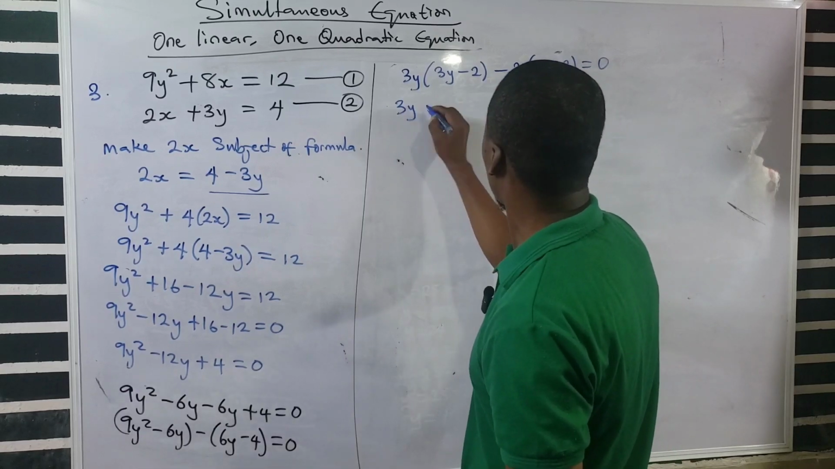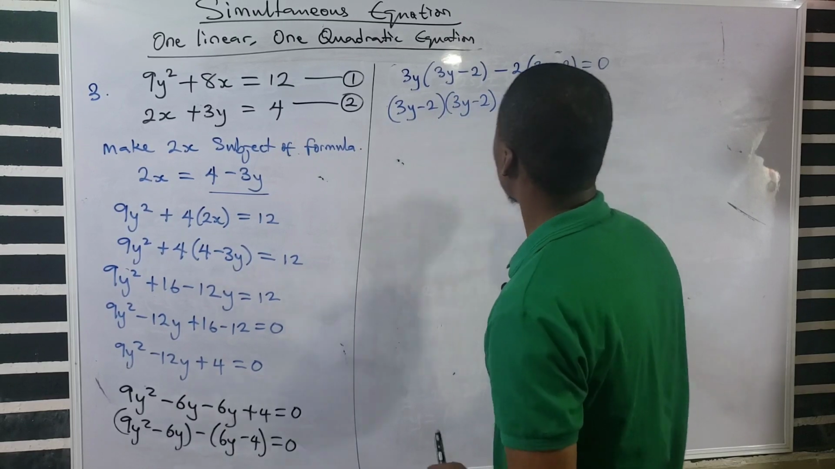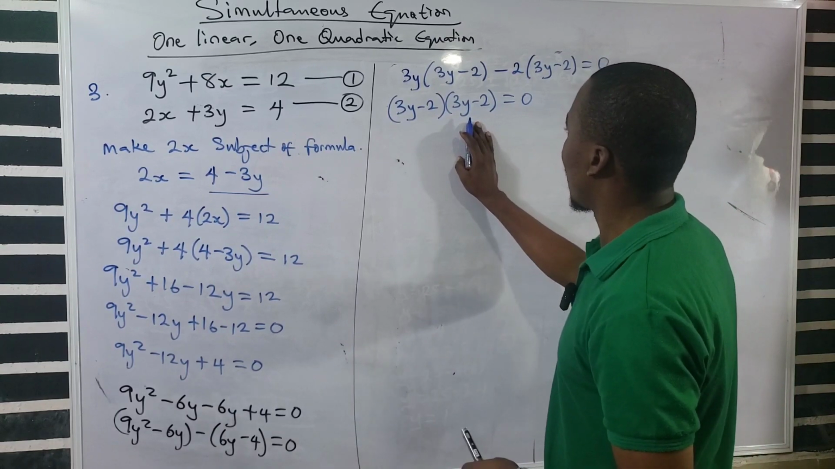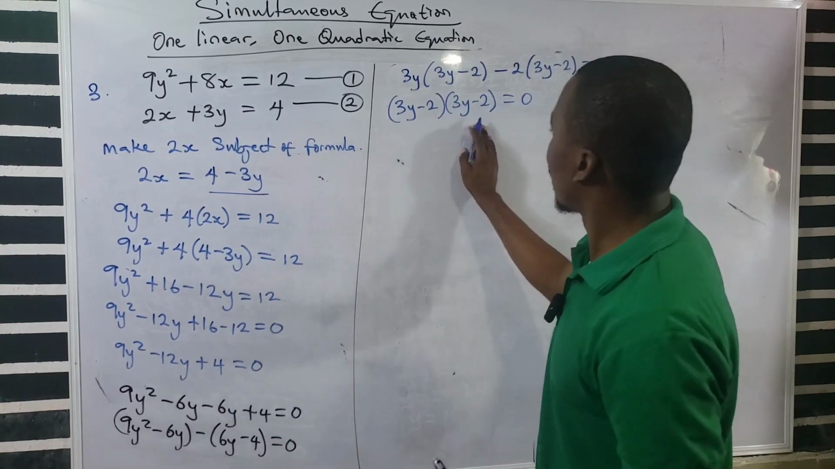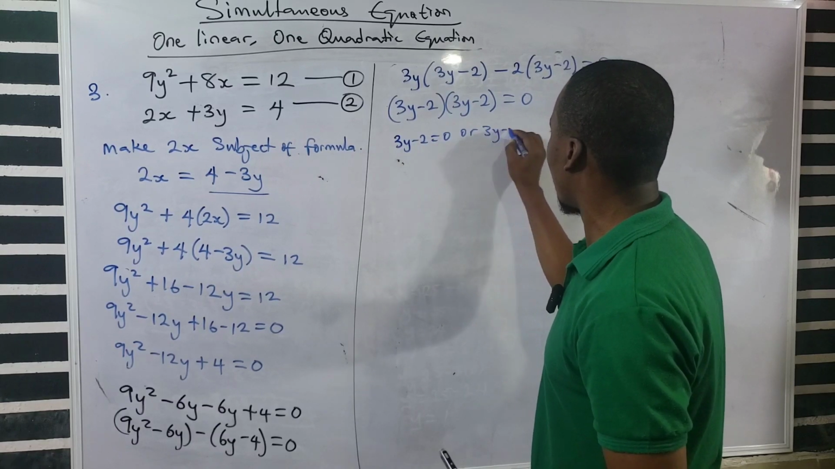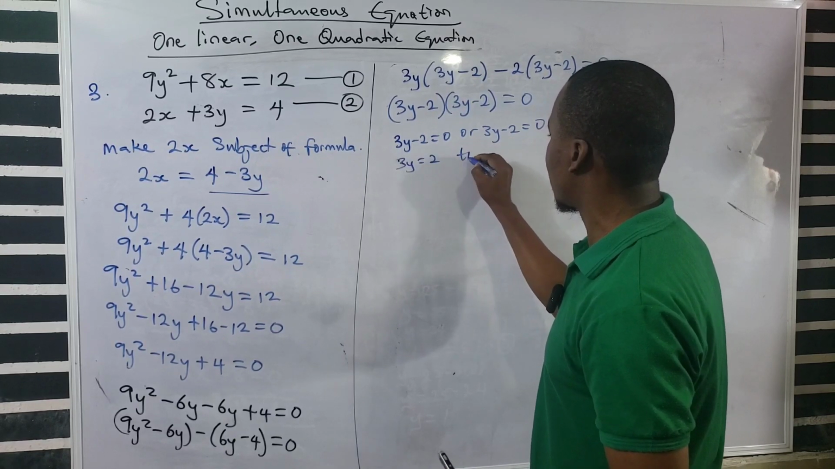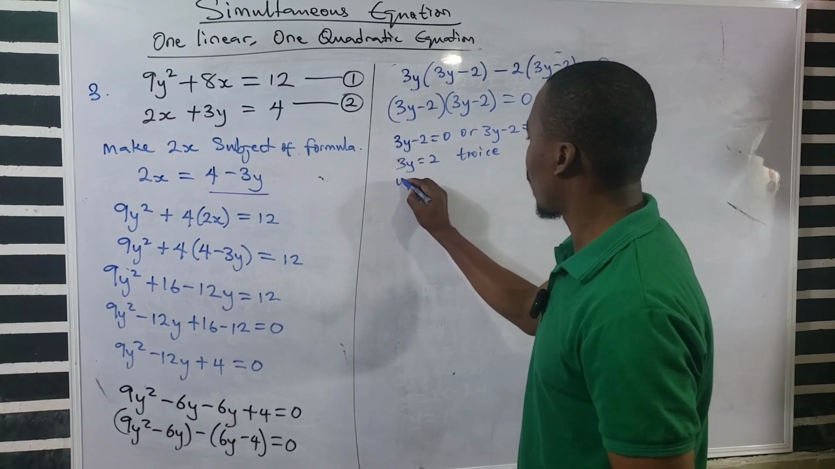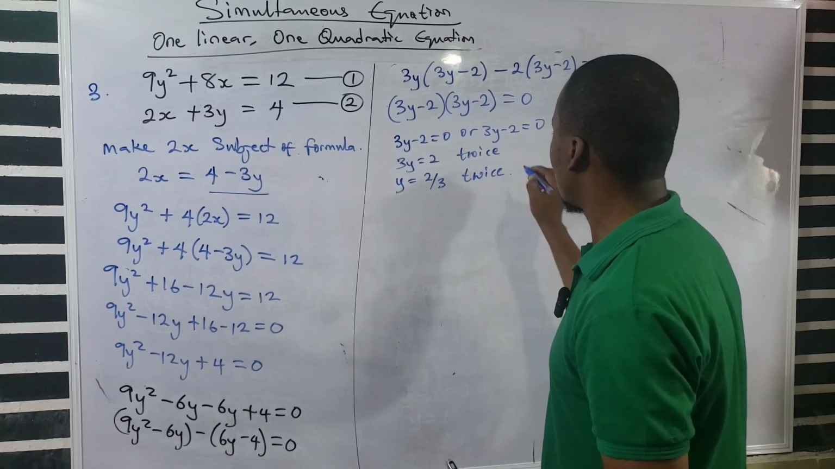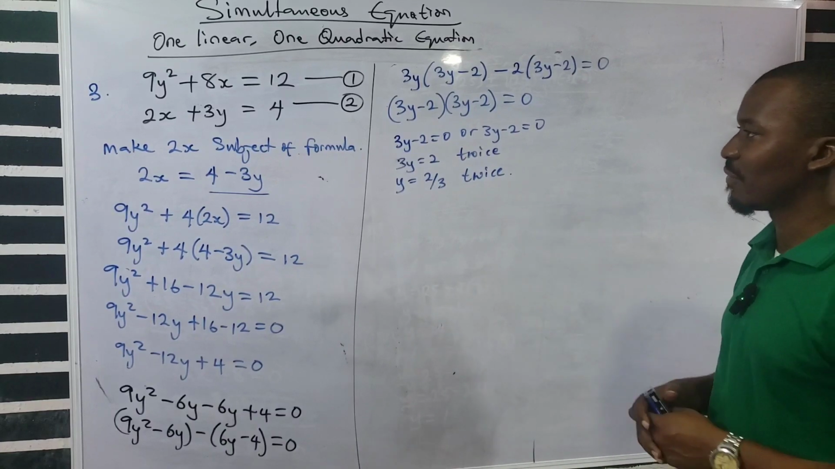So that will give you 3y minus 2 into 3y minus 2. So, of course, you can see we are having the same thing. That makes it a real and equal root. Okay, so we have 3y minus 2 equal to 0, or 3y minus 2 equal to 0. So we have 3y equal to 2. Let's take it twice. Then we have y equal to 2 over 3 twice. So this one is a lot easier. So we don't need to solve 2 times. Just once will give us our answer.